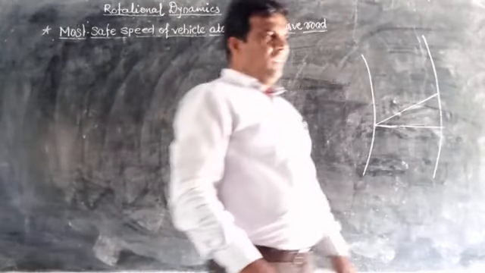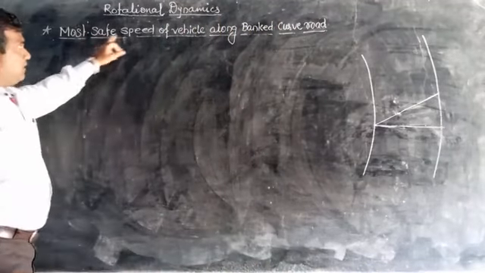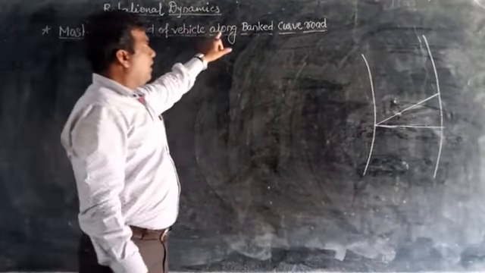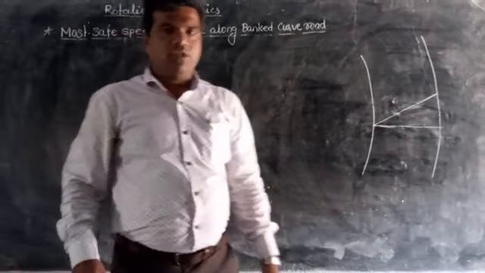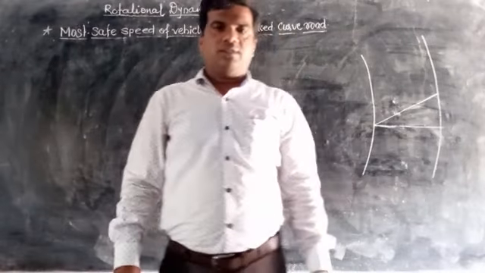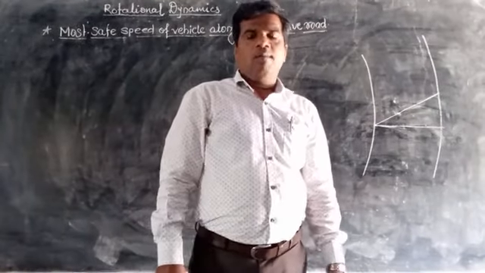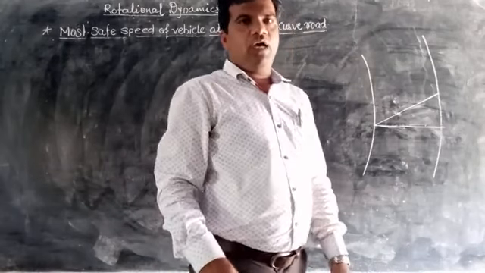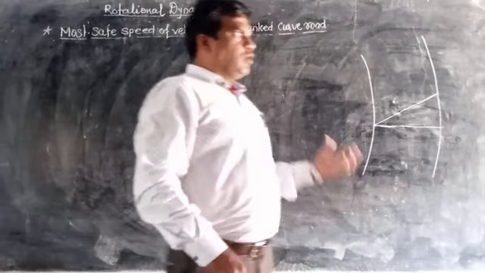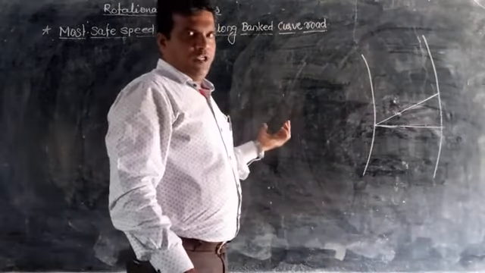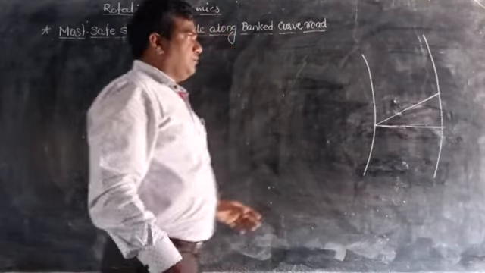Now we see the most safe speed of vehicle along bank curve road. This question may be asked for 3 marks, and this can be asked as: derive an expression for maximum safe speed of vehicle moving along a banked curve road. So we can derive an expression for the velocity of vehicle along the bank curve road.